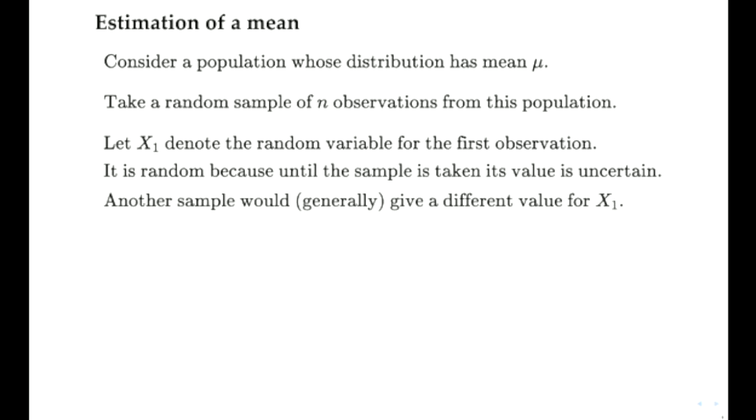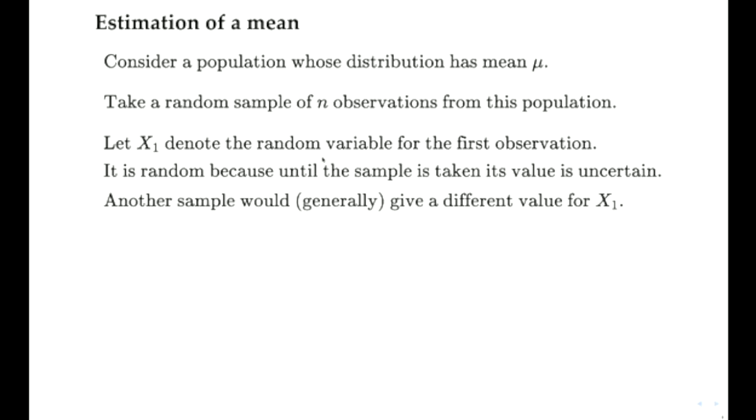The notation that we'll set up looks like this. We're going to take a number of observations from this population, so we're going to need a number of random variables to denote these observations. So x1 will be our first random variable, which represents the first observation, the mark of the first student who is selected into our sample.